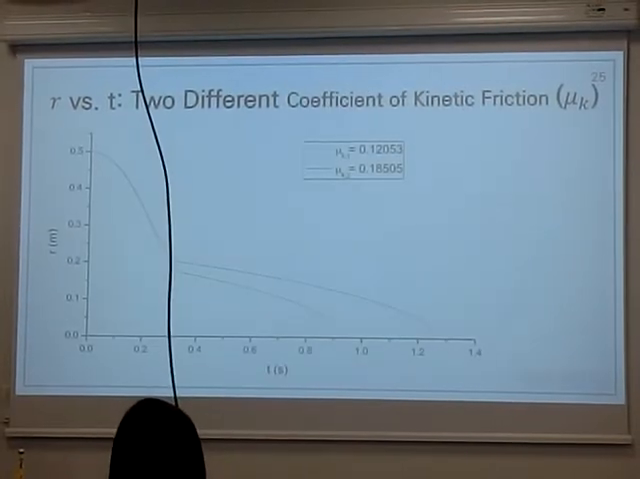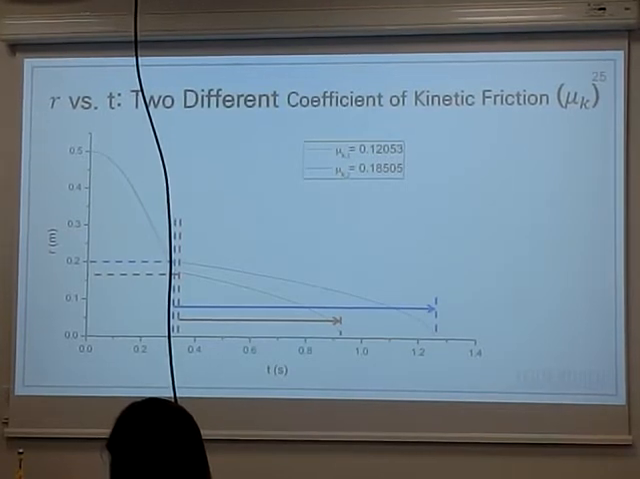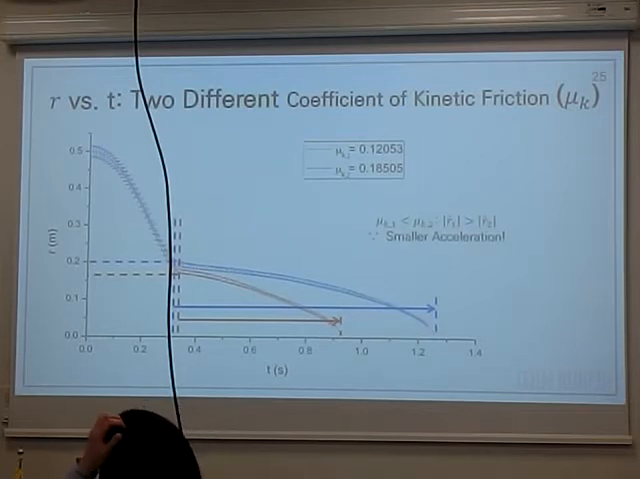And by testing two different coefficients of kinetic friction, we can see that if the kinetic friction is greater, the light load will stop slipping faster, and there will be a longer period for the non-slip phase. And this can be explained simply: when the coefficient of kinetic friction is greater, there will be smaller acceleration, so that the magnitude of the rate of decrease of the radius will be smaller.